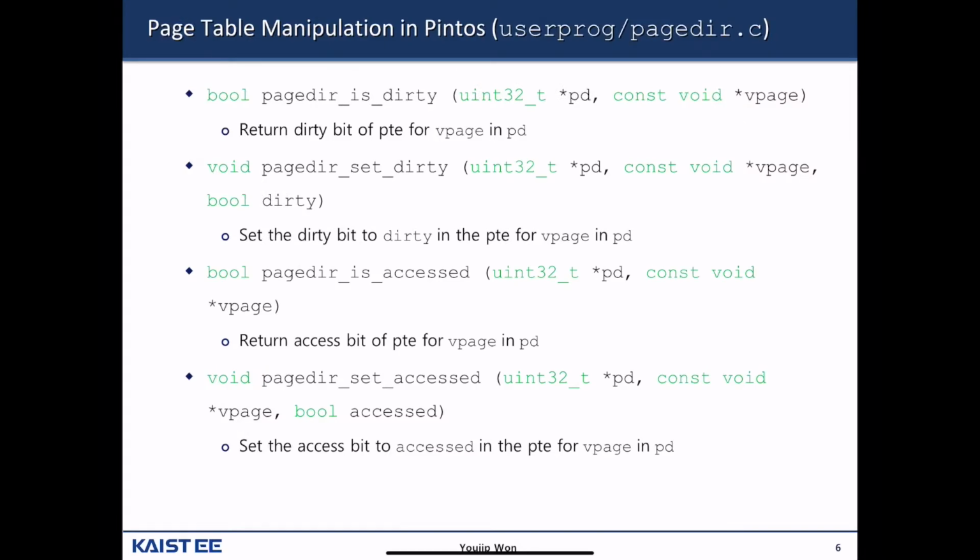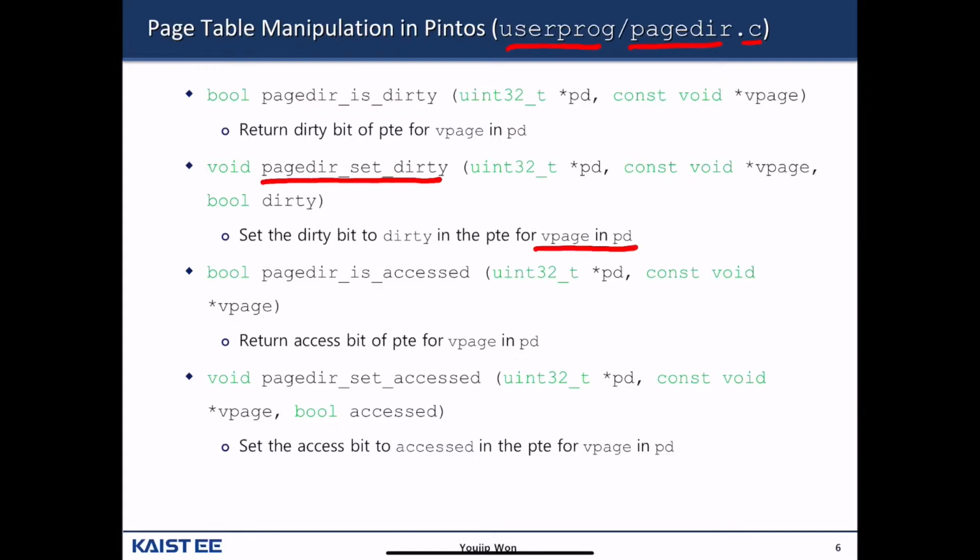These are the page table manipulation functions provided by Pintos. They are stored in userprog/pagedir.c. First one is pagedir_is_dirty. It returns the dirty bit of a page table entry for a given virtual page. Another one is pagedir_set_dirty. This function sets the dirty bit to dirty in the page table entry for a given virtual page.